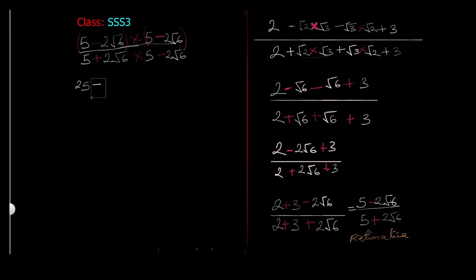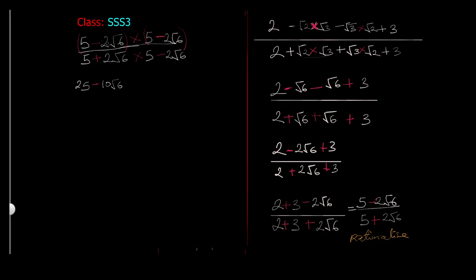I'm going to take away this sign. So 5 times 5 is 25. Now 5 times minus 2 root 6 is going to be minus 10 root 6. Minus 10 root 6. Okay, we're done with that.